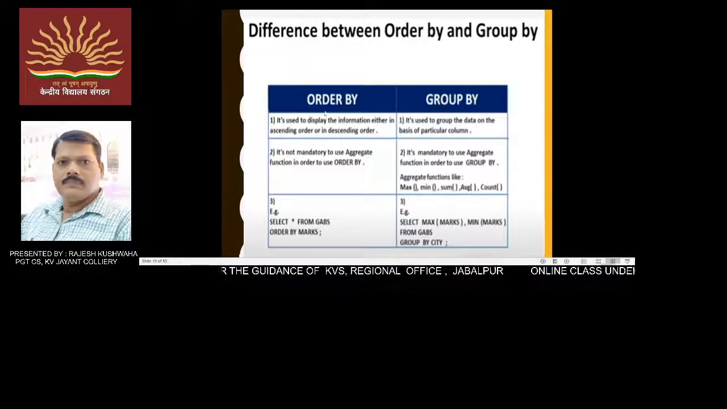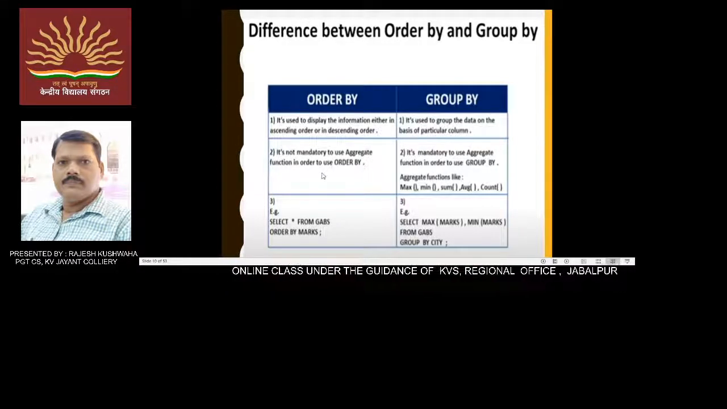With the help of the order by clause, we can display the records in ascending or descending order, whereas group by is used to group the data on the basis of a particular column. So particular columns will be grouped.